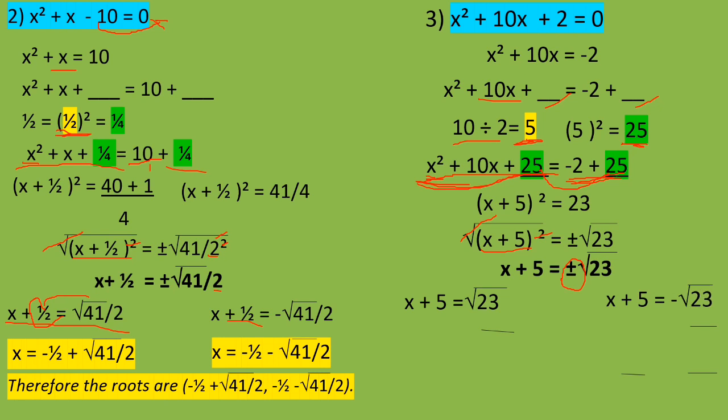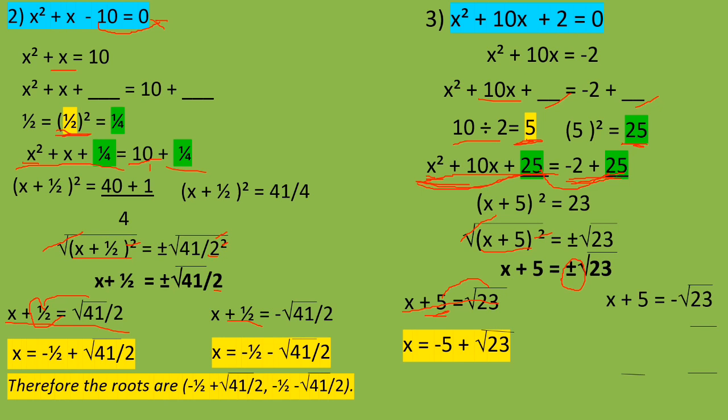Kaya meron tayong x plus 5 is square root of 23. Positive ang ginamit. Then, x plus 5 is equal to negative square root of 23. Mauna nating isimplify ito. So, meron tayong x is equal to, ililipat natin si positive 5 sa kabila ng equal sign, mag-change ang sign nito. Kaya meron na tayong negative 5 plus square root of 23.